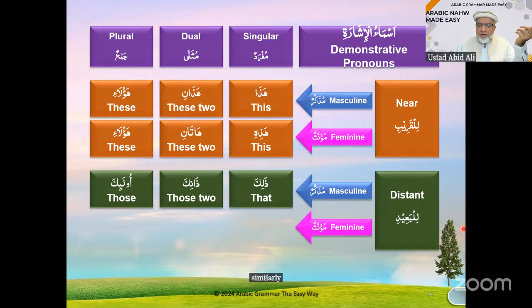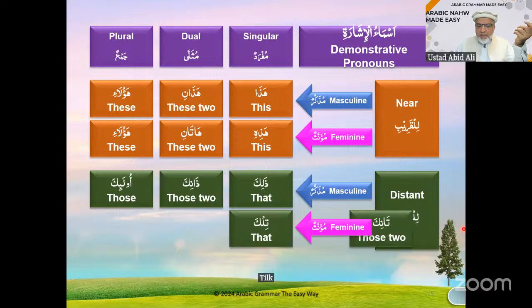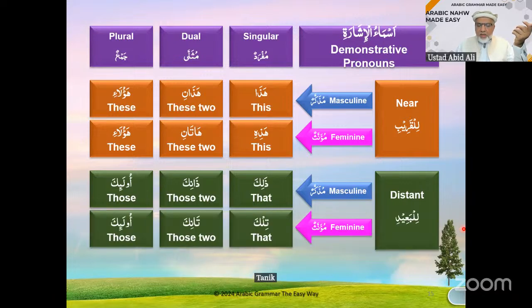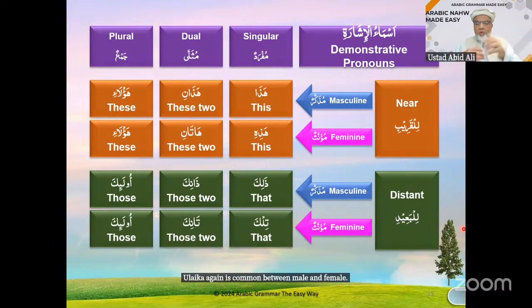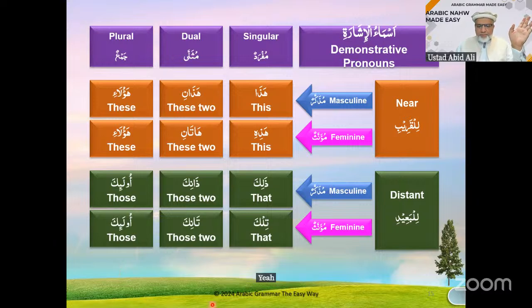Similarly, for the female, we have tilka and tanika. And ulaika again is common between male and female. Now, tilka and ulaika, I'm sure you have seen a lot of these in the Quran. Hadani, I have seen it a few times. Hatani, maybe a few times. And zanika and tanika, not very frequent, but hada, haulai, hazihi, and haulai is a lot. Show of hands, that you guys are recognizing this from the Quran. Okay, mashallah.